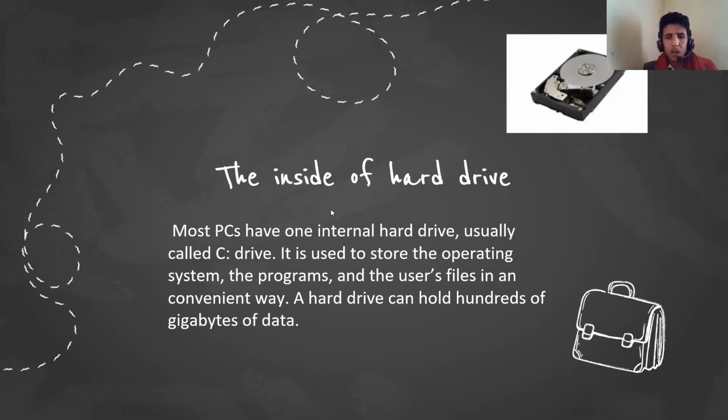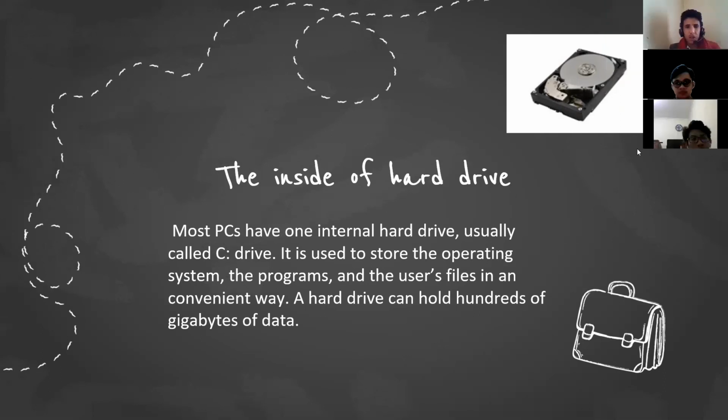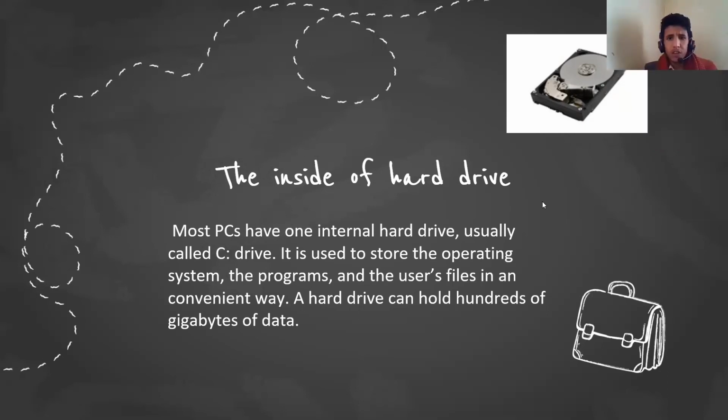Okay, thank you, Hafiz. Now I will complete our presentation. The inside of a hard drive, you can see an example of this hard drive. Most PCs have one internal hard drive, usually called the C drive. It is used to store the operating system, the programs, and users' files in a convenient way. A hard drive can hold hundreds of gigabytes of data.